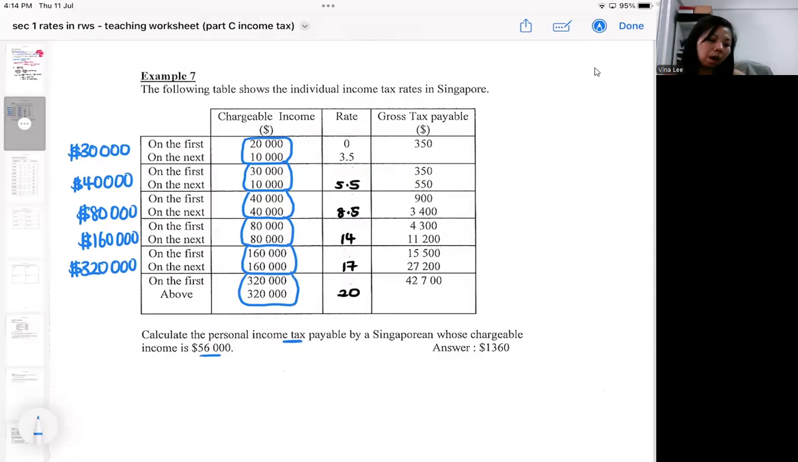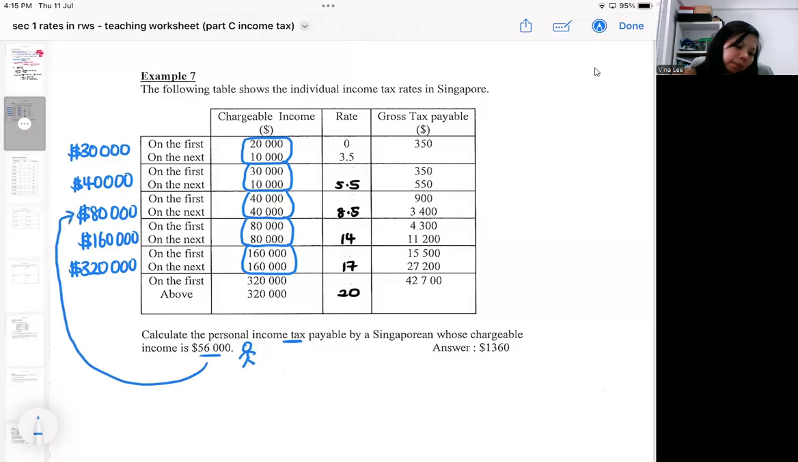So how do you decide which? This person who earns 56,000, which bracket will he go to? He will go to the 80,000 bracket. His 56,000 is less than the 80,000, so he will go to this bracket, the 80,000 bracket. He cannot go to the 40,000 because he already earned more than that 40,000. So you got to choose the bracket that is more than his chargeable income.